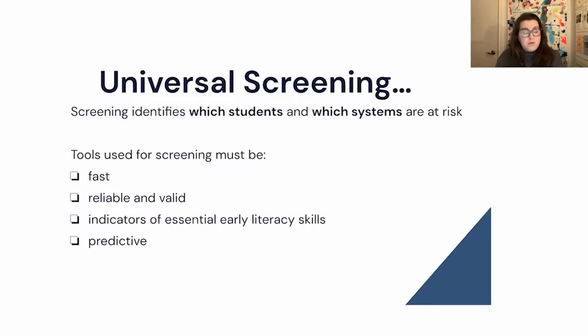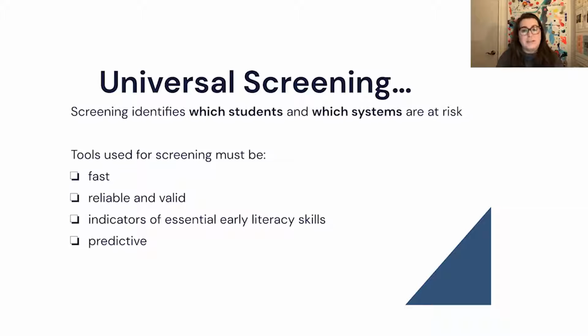We know also that when we're doing universal screening, we need to make sure that we are capturing indicators of essential early literacy skills. And by indicators, we mean that quick little sample, a quick check of an overall set of skills. Think about it like a blood pressure check or taking somebody's temperature. It's not an indicator of their overall health. It's not tapping every single health measure, but it's a pretty quick and effective way of letting us know if there's a problem.